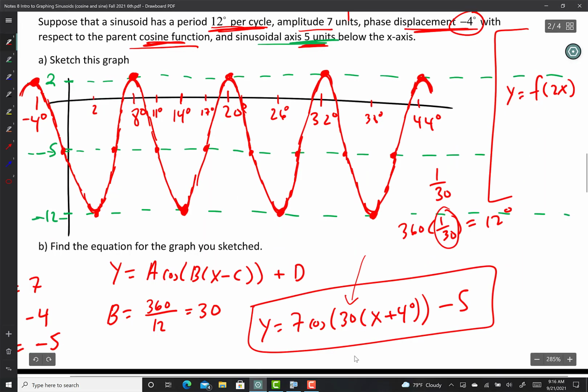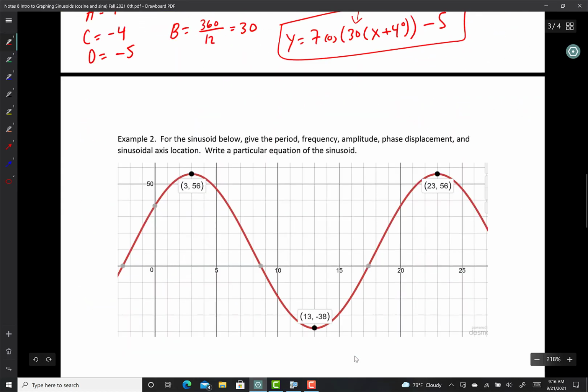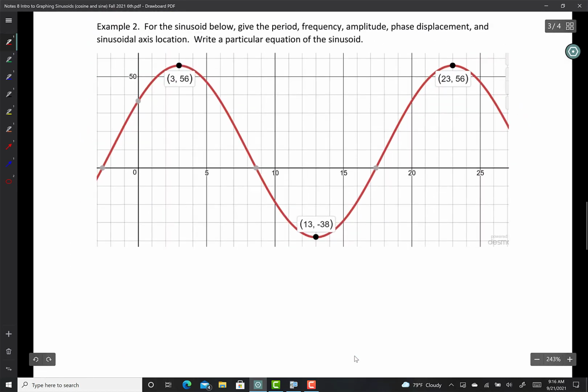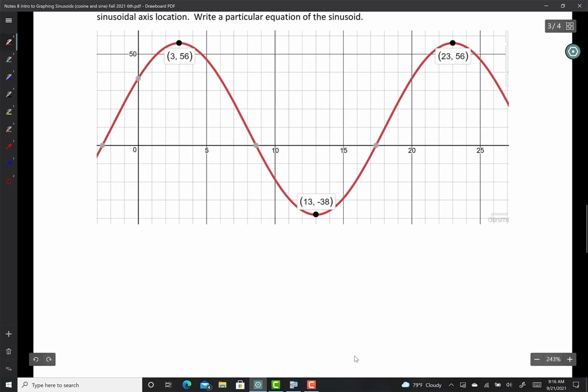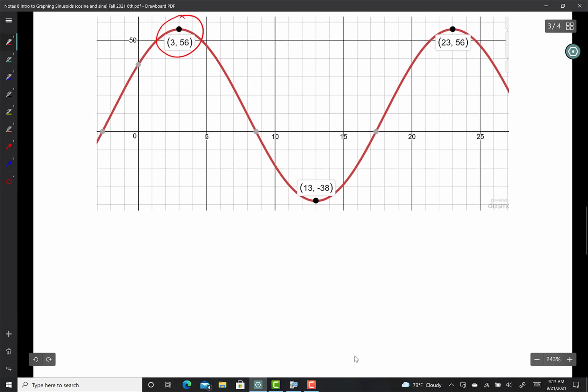Don't worry, guys. We only got 2 left, and then these are actually easier. At least the other class found these easier. So you have a graph, and now you're just finding the equation. That's all you're doing. So this one, it's easier to do it with cosine because we have a peak that they identified. In a little bit, we'll do one with sine.